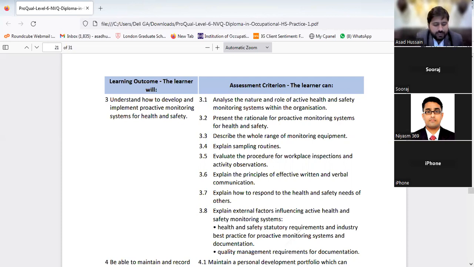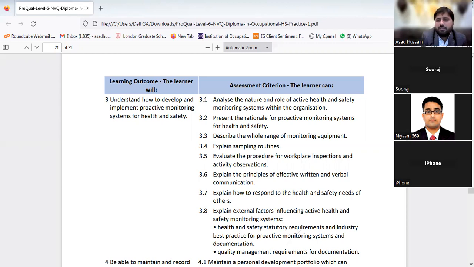Okay, in 3.6 we have to explain the principles of effective written and verbal communication. So you just have to explain here the effective written and verbal communication. What the assessment criteria needs from you is that you explain the benefits of written and verbal communication.